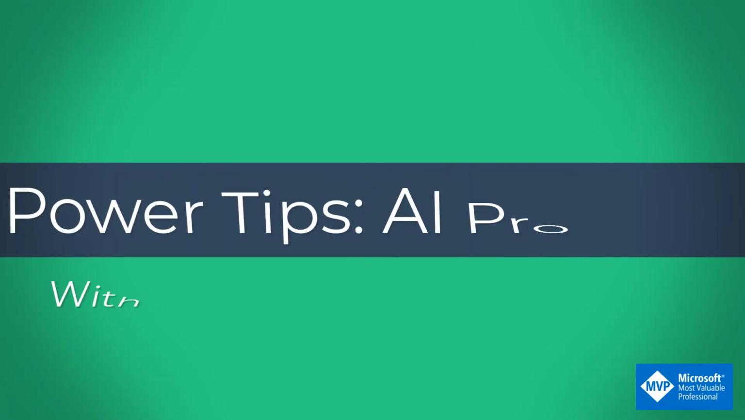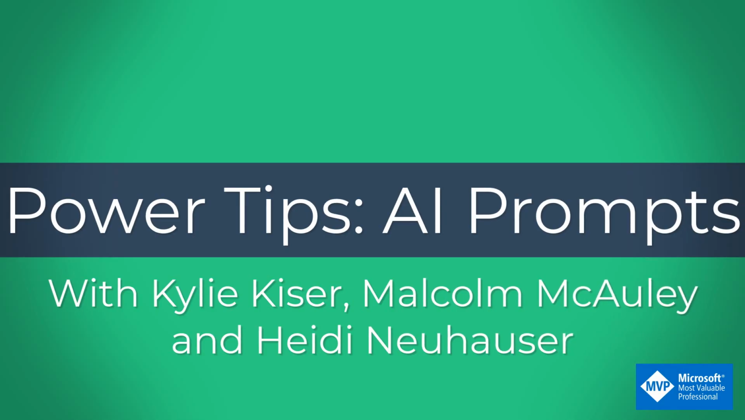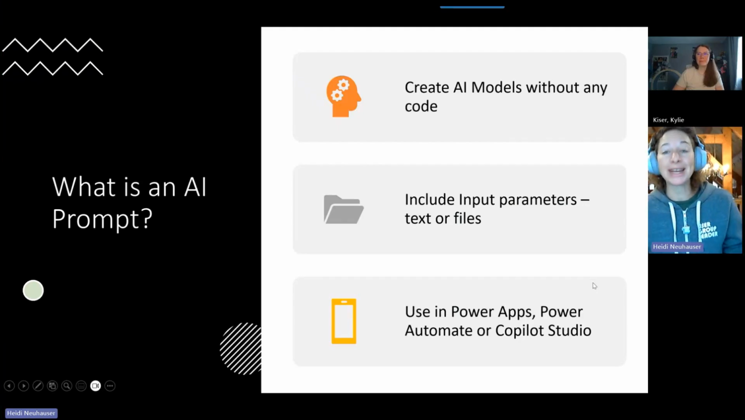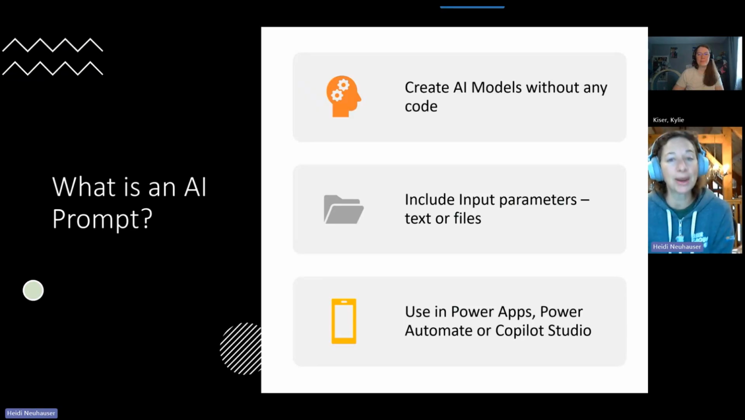Today, we are going to talk about AI prompts and how we can use them in the Power Platform. So first of all, what is an AI prompt? Well, it's a great way to use natural language to build your own AI models without coding at all, which is awesome for people like me who don't know code. You can include input parameters that are either text or files, and once you create these AI prompts, they're available for you to use in Power Apps, Power Automate, and even Copilot Studio, because you can save your AI prompt as a plugin to extend Copilot.